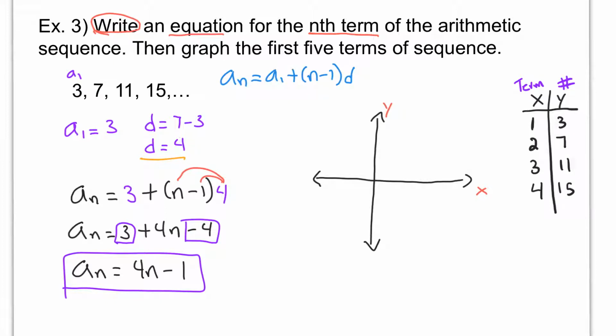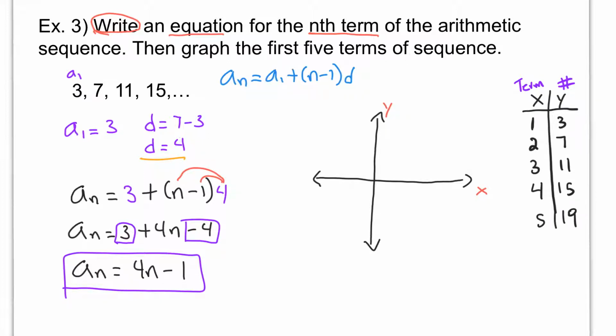Notice that these numbers right here are the actual numbers from the sequence. Those are going to be my y values. So we have 3, 7, 11, 15. I know my common difference is 4, so my next term, my 5th term, is going to be 19. So let me put 5 here and a 19 over here.